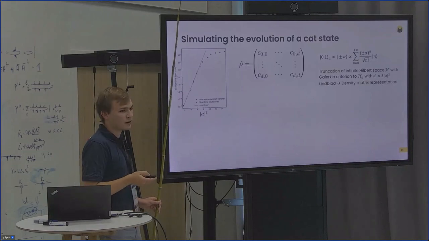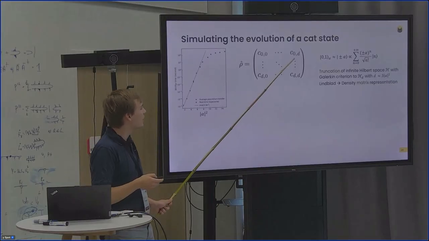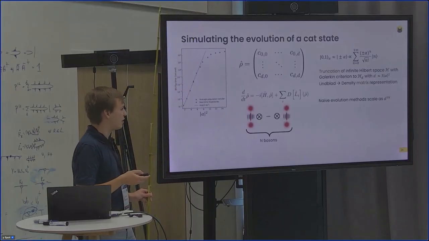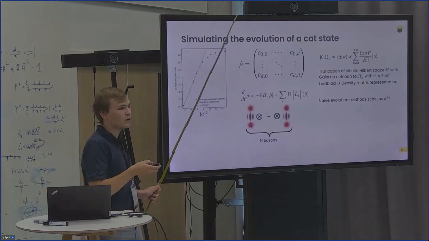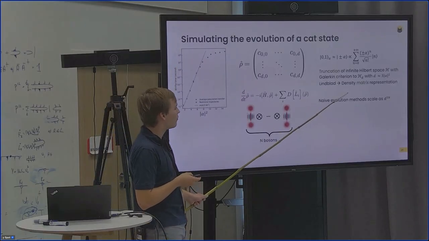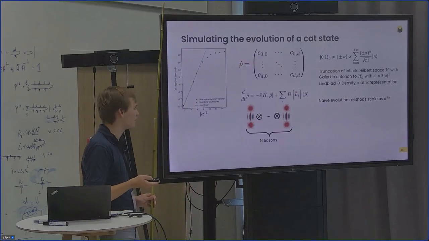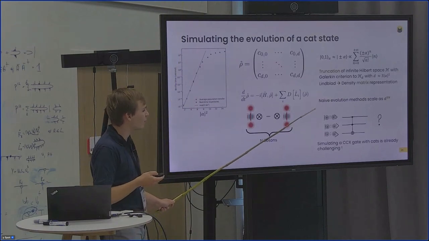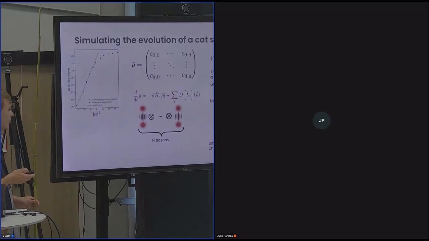But now, since you have an open system, you need to describe it with a density matrix. So you go to the density matrix. And if you want to couple multiple bosonic systems together, then if you want to do the evolution with that, since doing the evolution means basically doing a matrix multiplication a lot of times, then the naive evolution method will scale as d to the 3n because of the curse of dimensionality. And so simulating, for example, a controlled-NOT gate, so just a gate between 3 cat qubits, is already challenging. It's already something that is very hard to do in practice.